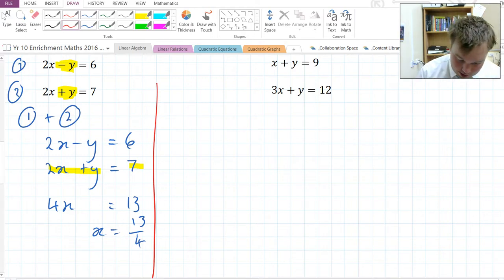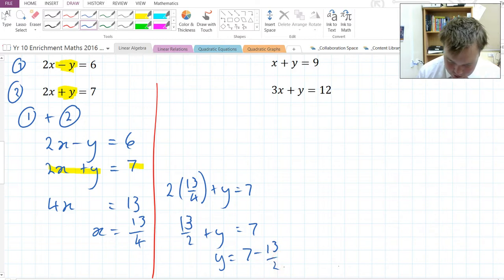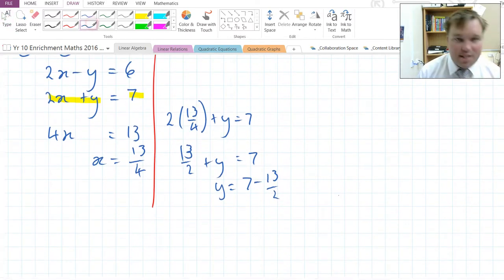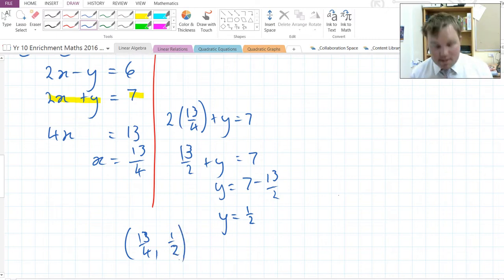So taking x equals 13 on 4, I can put it into, let's choose the second one because there's no negatives, 2 lots of 13 on 4 plus y is equal to 7. 13 on 2 plus y is equal to 7. Y is equal to 7 take 13 on 2. 13 on 2, remember, is 6.5, so 7 take 6.5, y is equal to a half. Your solution, therefore, and you must give the point, is 13 on 4, a half. Sorry, my pen's messing around today.